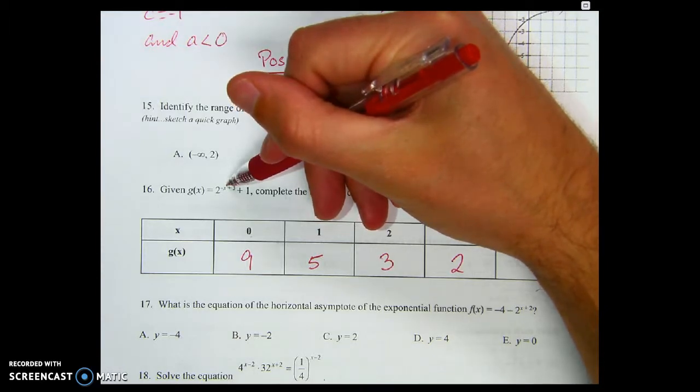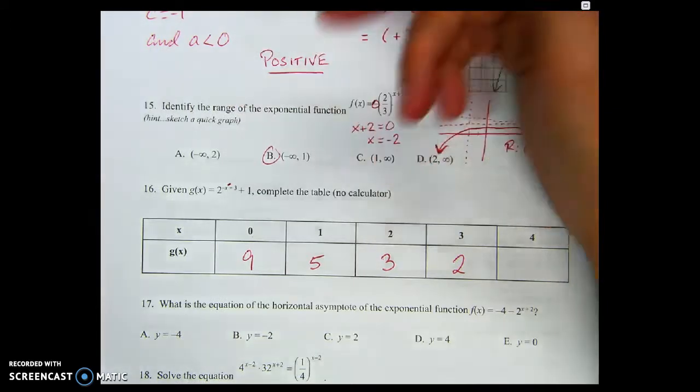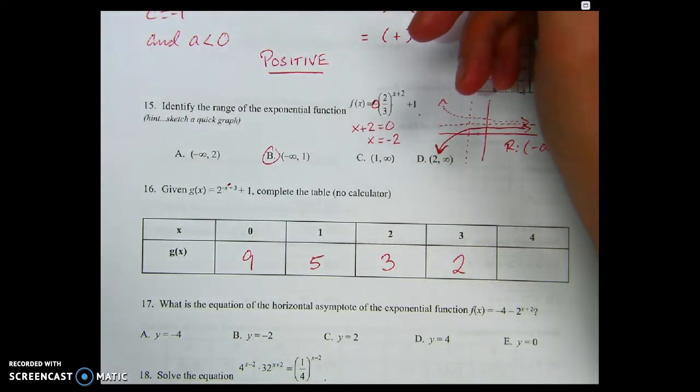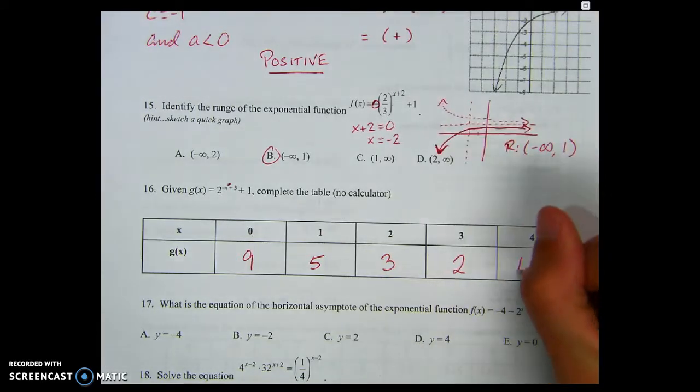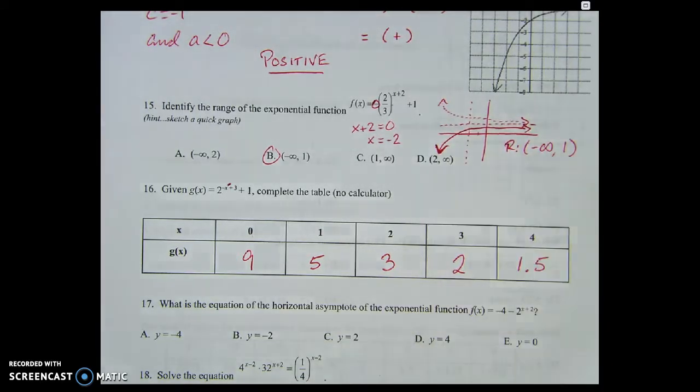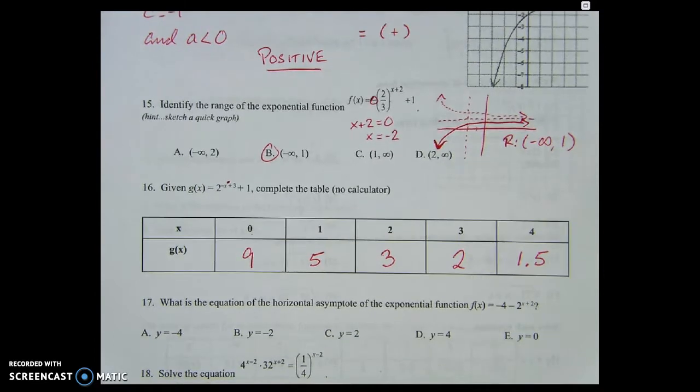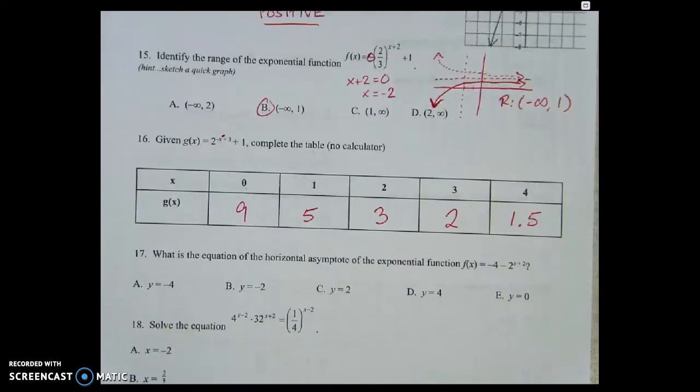2 to the negative 1 is actually 1 over 2 to the positive 1, right? So we have 1 over 2 plus 1. Well, 1 over 2 is just 1/2, or 0.5, okay? And 0.5 plus 1 is 1.5, or 3/2, however you want to think about that one. Okay, so there's your table without using a calculator.